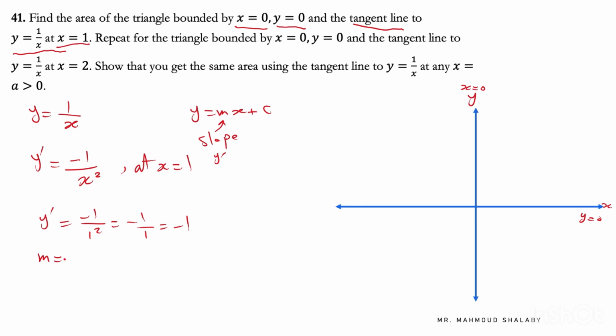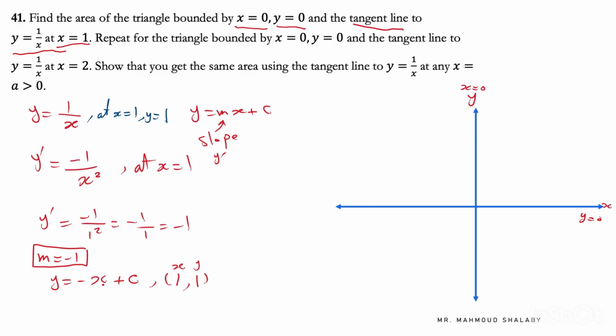So now I know that m equals negative 1, which means the slope of the tangent line is negative 1. I can now substitute in the function of the line, which means y equals negative 1x plus c. Now I have a point to substitute. I have x equals 1, however I don't know the y. So I need to go back to the original function: at x equals 1, y equals 1 over 1, which is 1. So I now have the point (1, 1) as x and y.